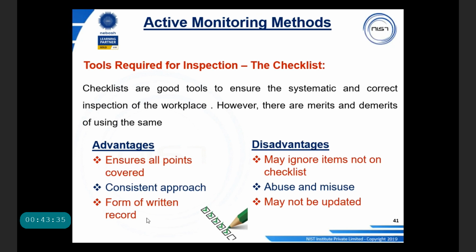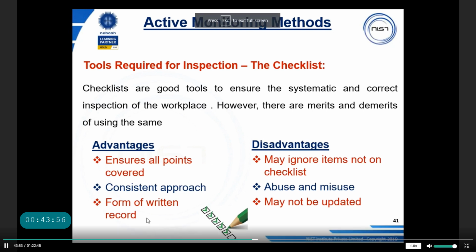Whereas if you look at the disadvantage, you may ignore certain items which are not on the checklist. This is especially when checklists are not updated. You can call this a very blinkered approach. Like that horse on the race course has blinkers on. It's not supposed to see all the green, juicy grass on either side of the track.